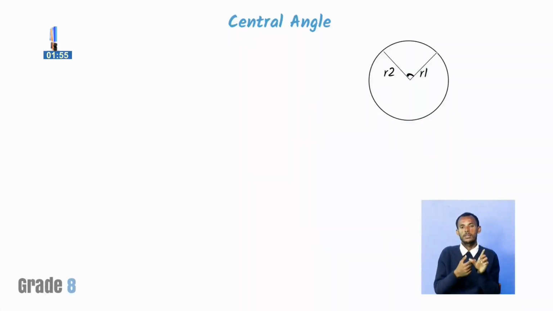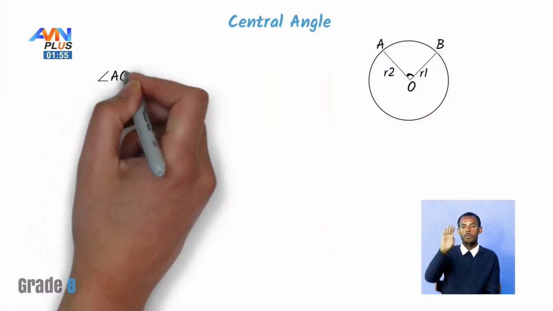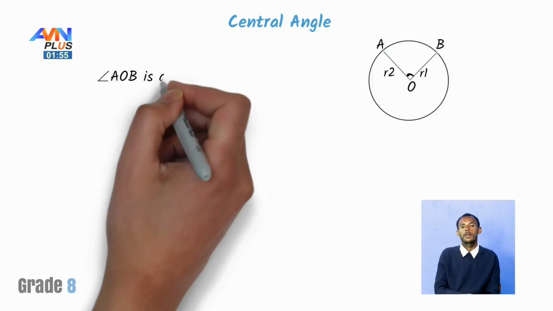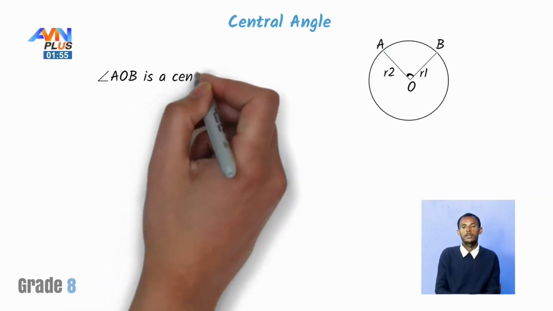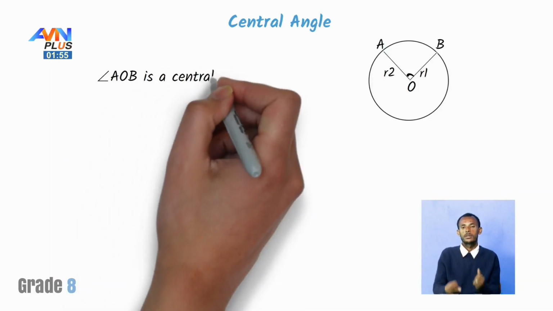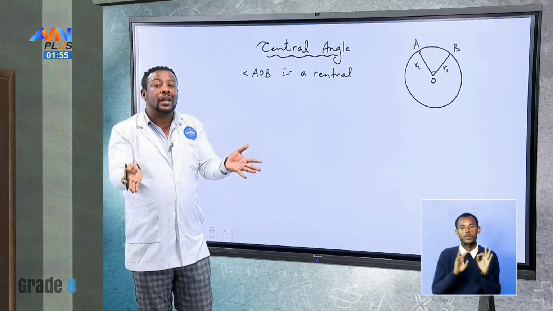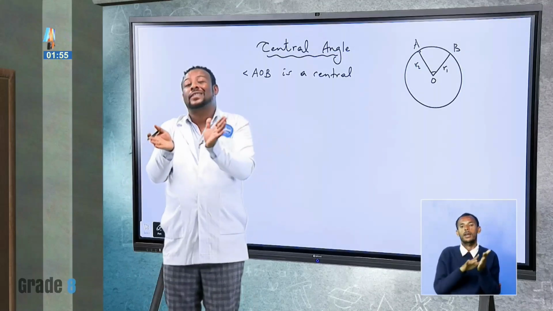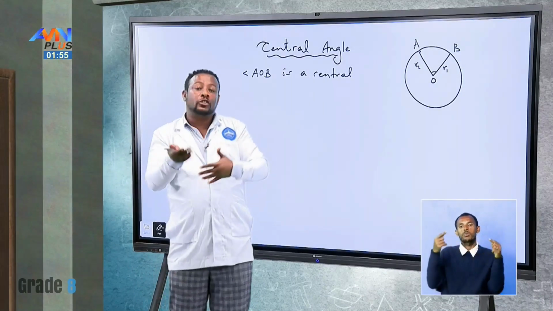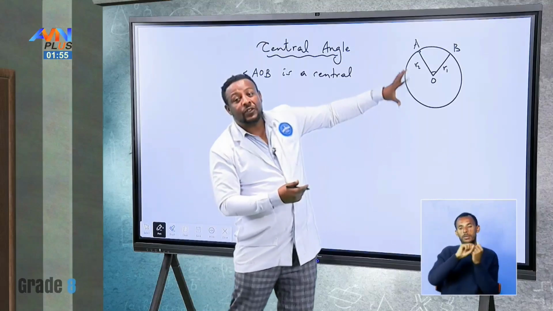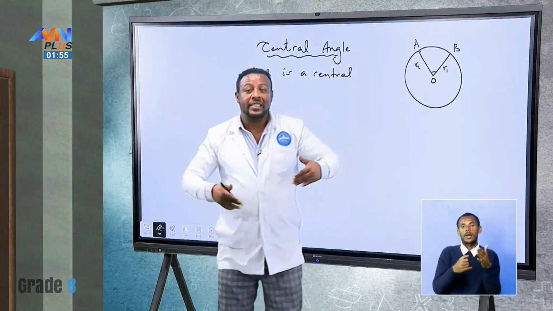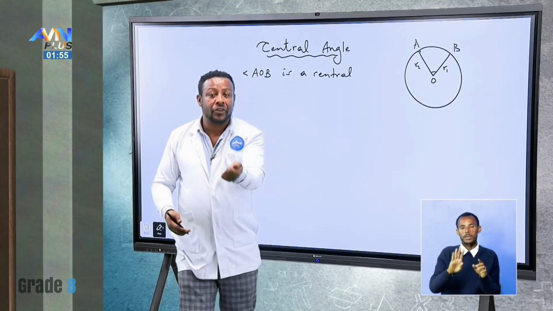Say we take a certain point A and B here, okay? So angle AOB is a central angle. Based on our definition, we already said that a central angle is an angle formed by two intersecting radii, right? So based on this definition, in this figure, angle AOB is considered as a central angle.